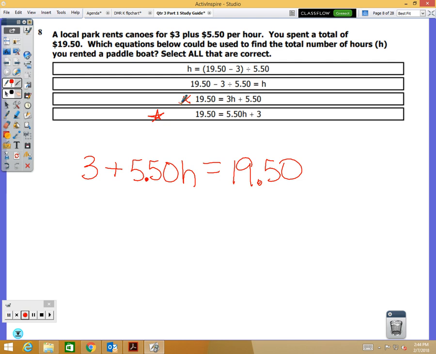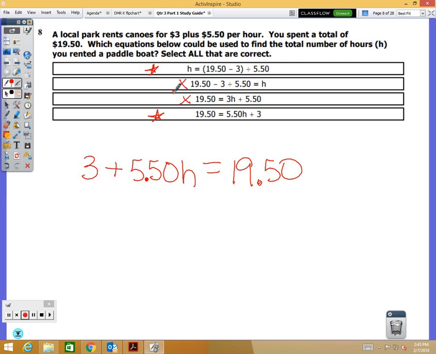Those other two, the only difference in the other two are the parentheses. What do the parentheses make you do? Why do you have to have parentheses in that? Makes you do those first. We have to do 19.50 minus 3 first. So you have to have those parentheses there.